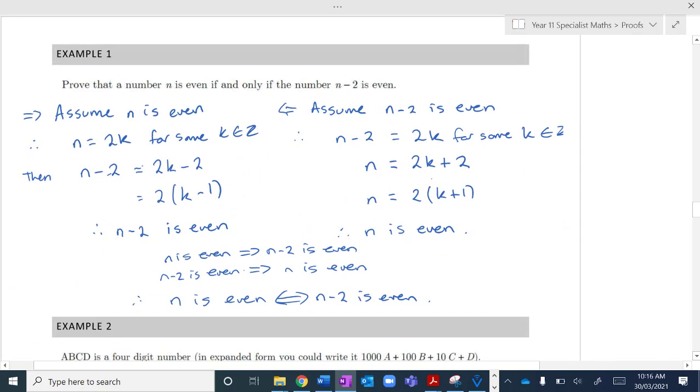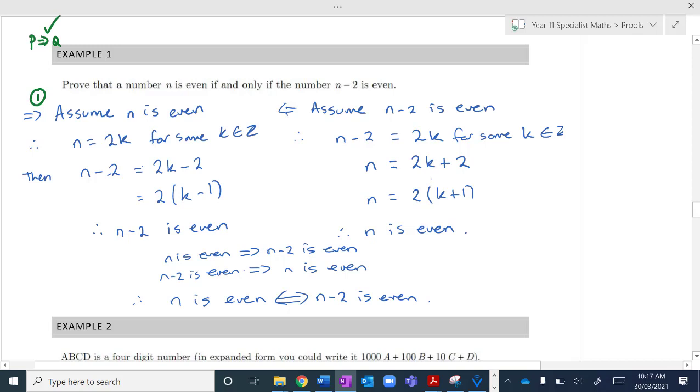Now, this one we've done already for you. I'm going to leave that up there, and by all means, you can pause this if you've got your notes in front of you. But let's have a look. It says here, prove that a number n is even if and only if the number n minus 2 is even. Let me talk you through this. We've got to start with P implies Q, and prove that first.